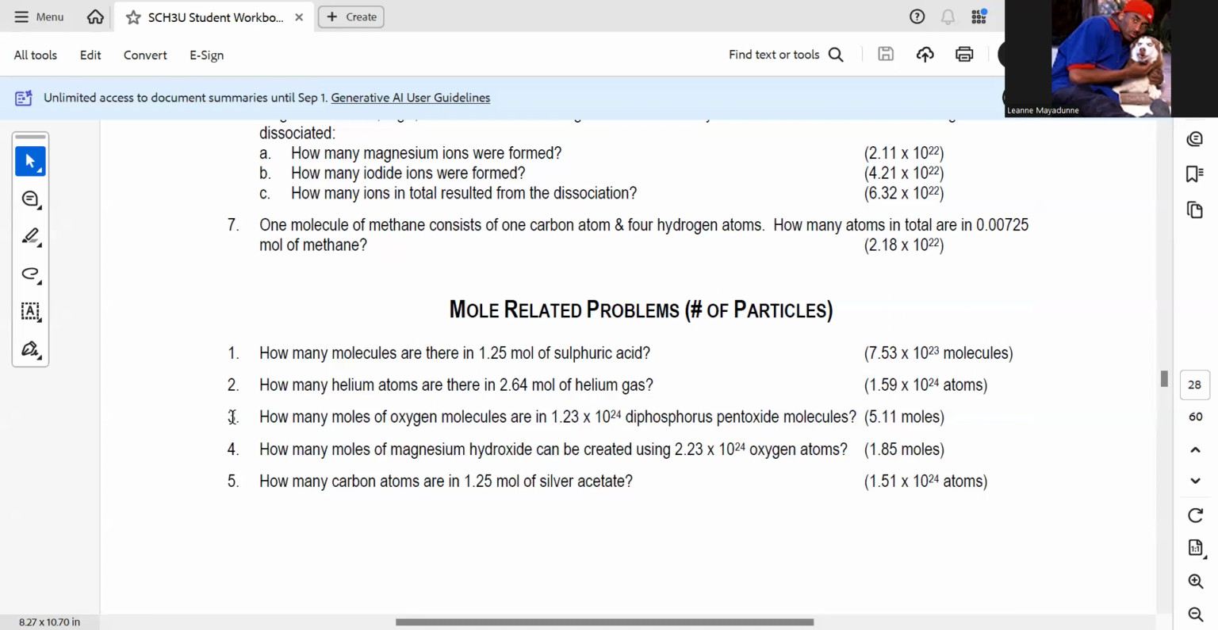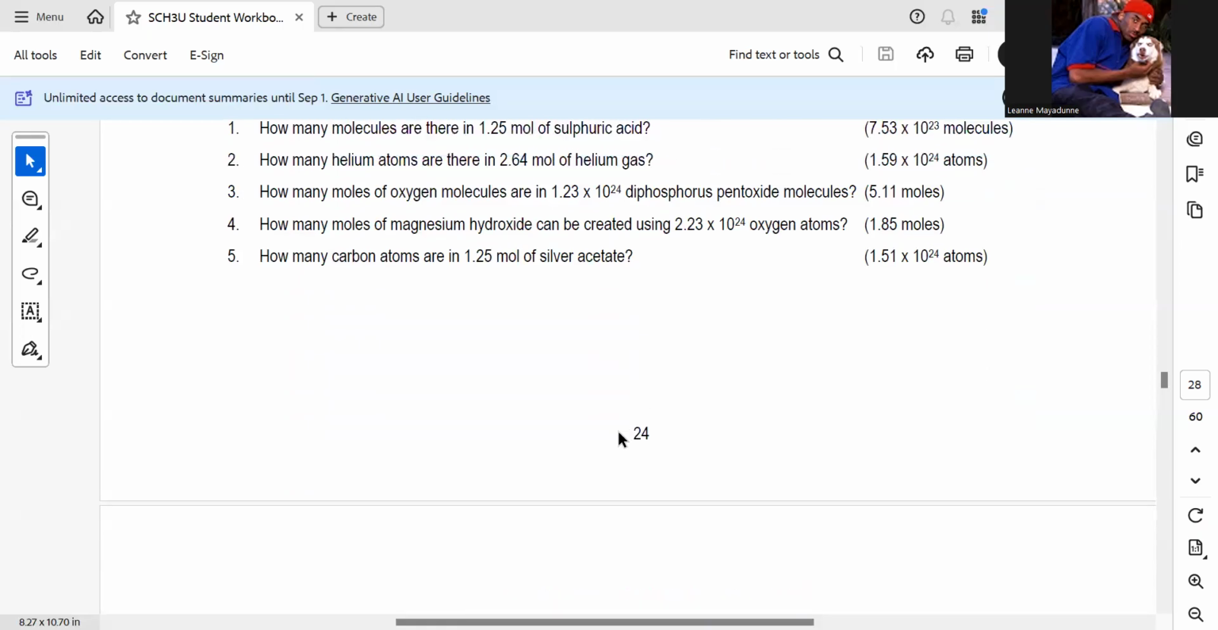So what is the formula? P2O5, right? Can you do it? How many moles of oxygen molecules are in 1.23 times 10 to the power 24? This is difficult. I don't know. Okay, try it. So first I just divide 1.23 times 10 to the power 24 over 6, the Avogadro's number.